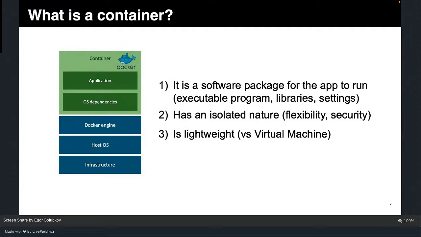So the three points to remember about the container: it's a software package that has everything needed for the application to run. The second point is that it has an isolated nature, which gives it flexibility, so we can install it on every machine. And it has security, so it cannot attack our operating system.